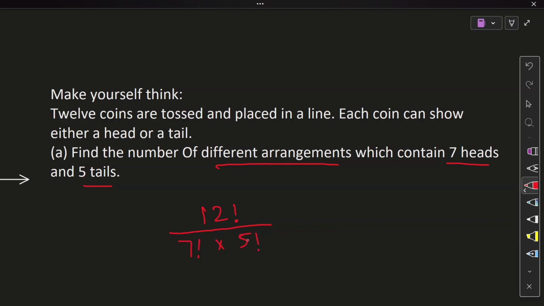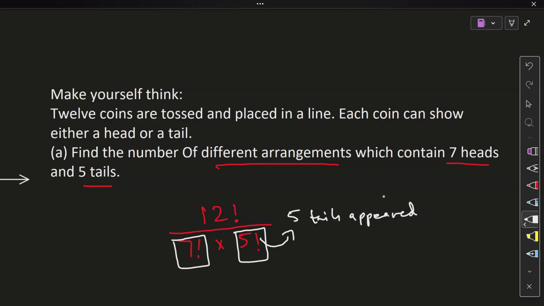Can you pick up on what I just did? It's very simple. Look, 7 factorial means one thing has repeated 7 times. 5 factorial means something has repeated 5 times. Now, in terms of context, this 5 factorial, the division I've done, represents the 5 tails that have appeared on the coins. They're the same thing, right? Tails, tails, tails, tails, and tails. They're the same thing. And the rest of them are heads.